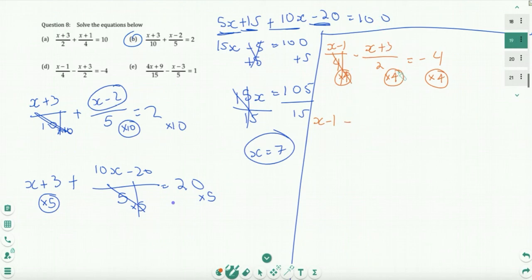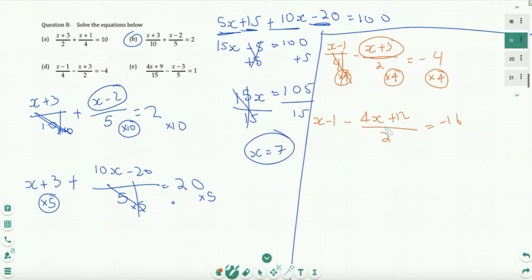Minus, so I write minus. Now, do I multiply 4 by the top or the bottom? We always multiply it by the top. And we're going to multiply 4 by both x and positive 3. So 4 times x is 4x, and 4 times positive 3 is positive 12. Over, and then the denominator just stays the same, over 2. Equals, and negative 4 times 4 is negative 16.